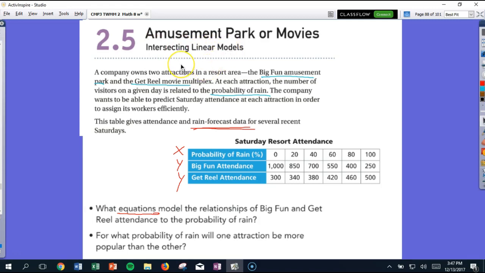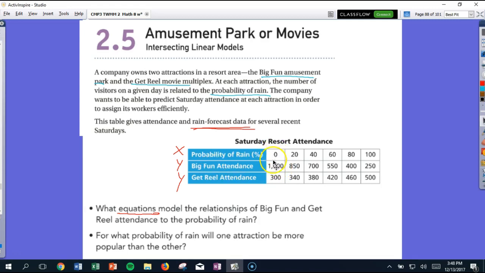It tells us that a company owns two attractions in a resort area: Big Fun amusement park and Come On, Get Real movie multiplex. At each attraction, the number of visitors on a given day is related to the probability of rain. Down here we have a little table, and it tells us the probability of rain, or the percentage chance there is to rain, going up in increments of 20. It tells us attendance for each one at 0% chance of rain, 20% chance of rain, 40%, so on and so forth.